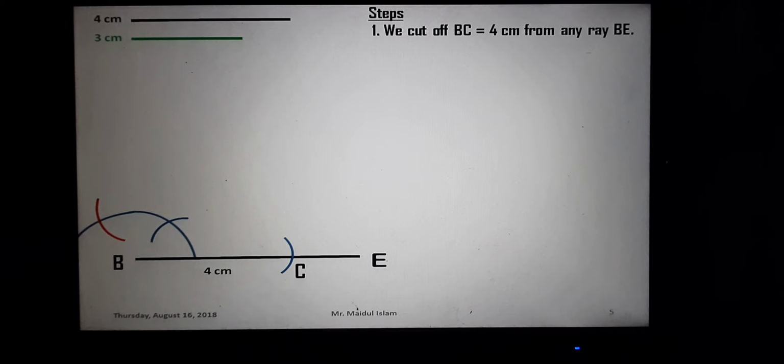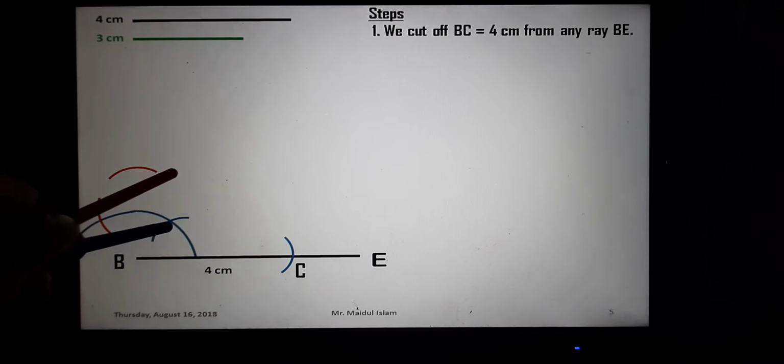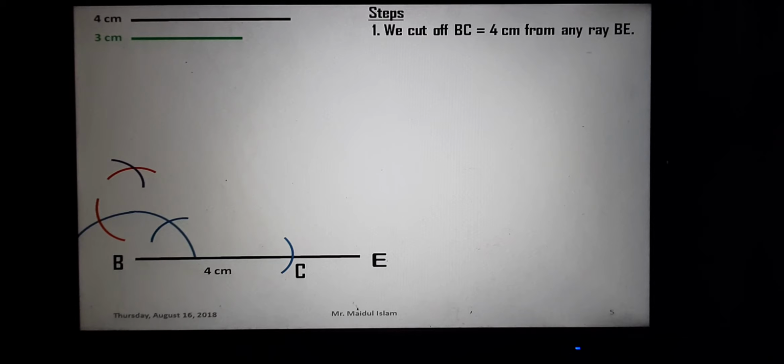Like this way we will draw another arc, my dear students. And after that, centering this point, taking the same measurement, we will draw another arc here. And after that, centering this point, we will draw another arc this way. So how many arcs have I drawn over here? I have drawn 2 arcs here. Now we will join these 2 points. When we join these 2 points, it will be a perpendicular. What is the name of this perpendicular? BF. So far I have shown you the steps. Like this way you can draw a perpendicular.